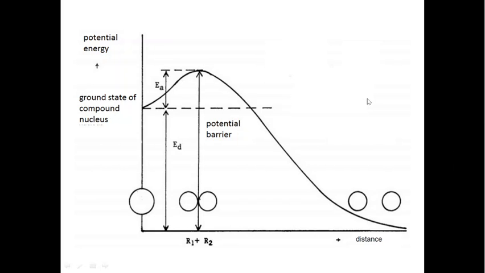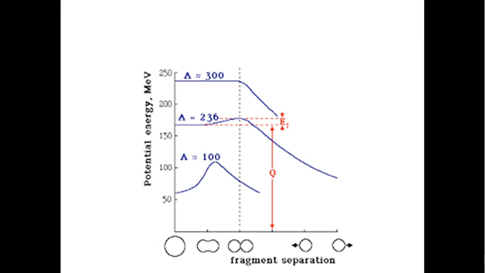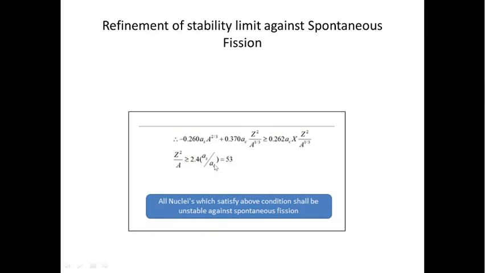Welcome to yet another lecture on the liquid drop model, and we stopped at this point. Last time we saw that this is the expression which we derived: all nuclei whose Z squared upon A is greater than or equal to 53 are candidates for spontaneous fission.